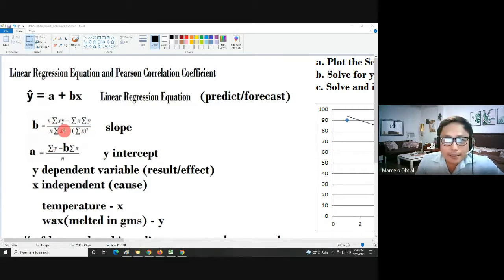Bakit, sir? Kasi we need to use the formula. Nakalagay talaga dyan is summation of xy, x squared, and yung isa pa yung nasa r or correlation coefficient. So kapag pinag-rumble natin ito, mag-iba yung ating conclusion. So please be careful. Para hindi tayo malito, when we're talking about the dependent variable or y, you always think of result or effect. If we're talking about the independent variable, just think of cause.